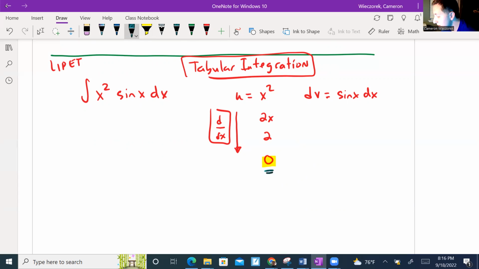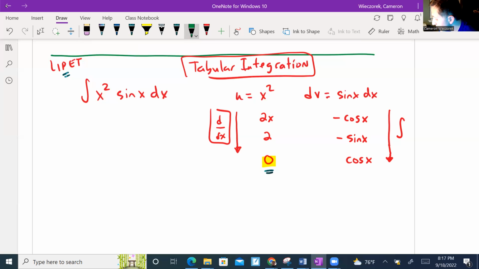It's another reason why you need a polynomial or an algebraic function: otherwise you're never going to end up taking a derivative until it gets to 0. In the right column, you are going to take antiderivatives, or indefinite integrals, of your dv. If I integrate sine x dx, I would get negative cosine x. Integrating negative cosine x gives negative sine x. Integrating negative sine x gives cosine x. Then I stop. As many entries as I have on the left, I want to have on the right.